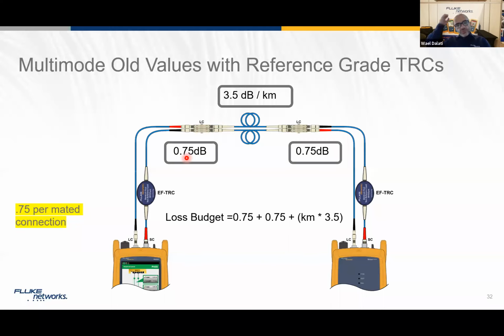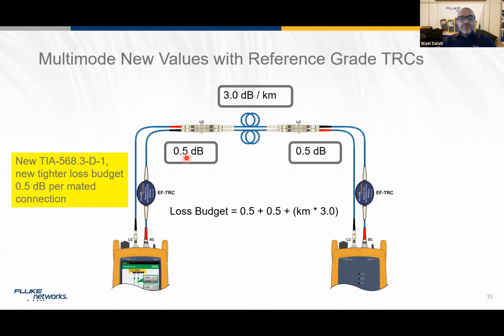But according to the new limits, the standards have changed those matings. So the matings have started with the latest references to be, between the first connector and the last connector, 0.5 dB. Remember my discussion on the TIA updates back in 2018, 3 dB per kilometer. So that's how we do the calculation again: 0.5 plus 0.5 plus the length of that cable times 3 dB per kilometer, and I calculate my loss budget.